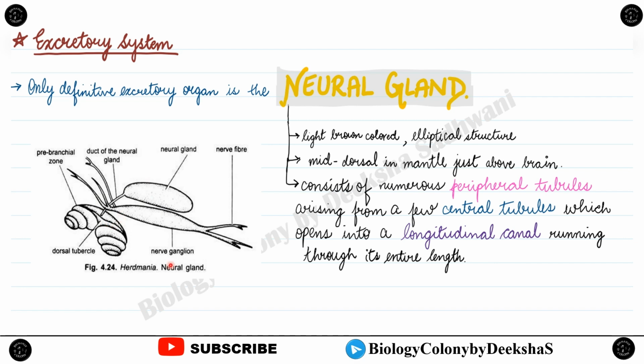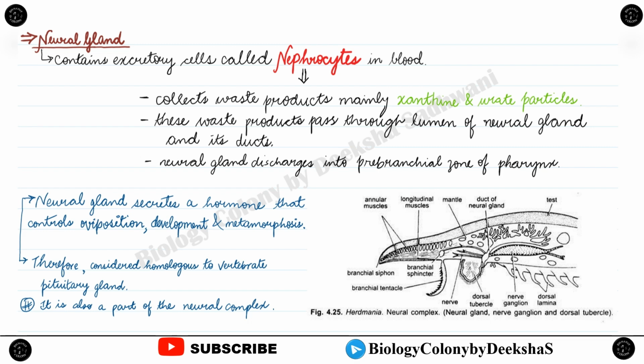Now it is also a part of the neural complex that is made up of nerve ganglion, dorsal tubercle and neural gland. The neural gland contains excretory cells called nephrocytes that are present in blood. These nephrocytes collect waste products, mainly xanthin and urate particles. These particles or waste products pass through the lumen of the neural gland and its ducts. As you can see in this diagram, these are the ducts of the neural gland that is connected with the dorsal tubercle, as well as it is present above the nerve ganglion.